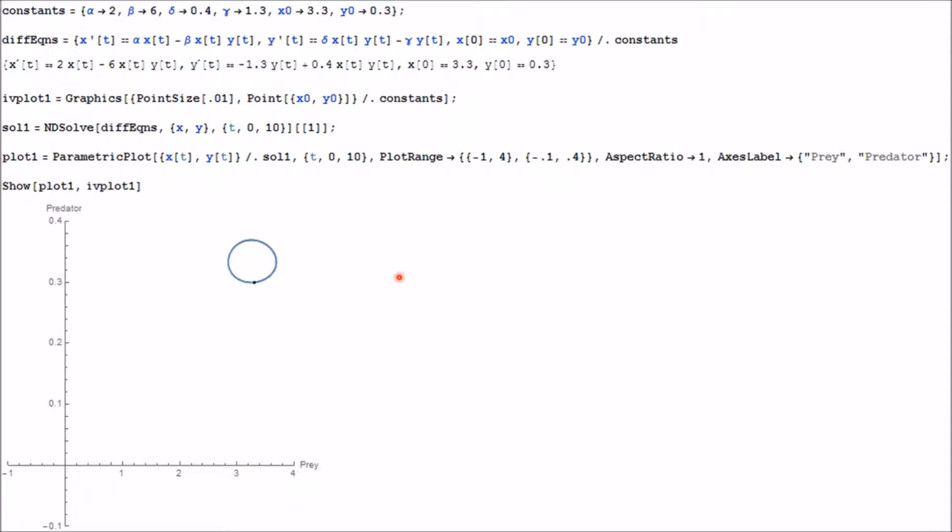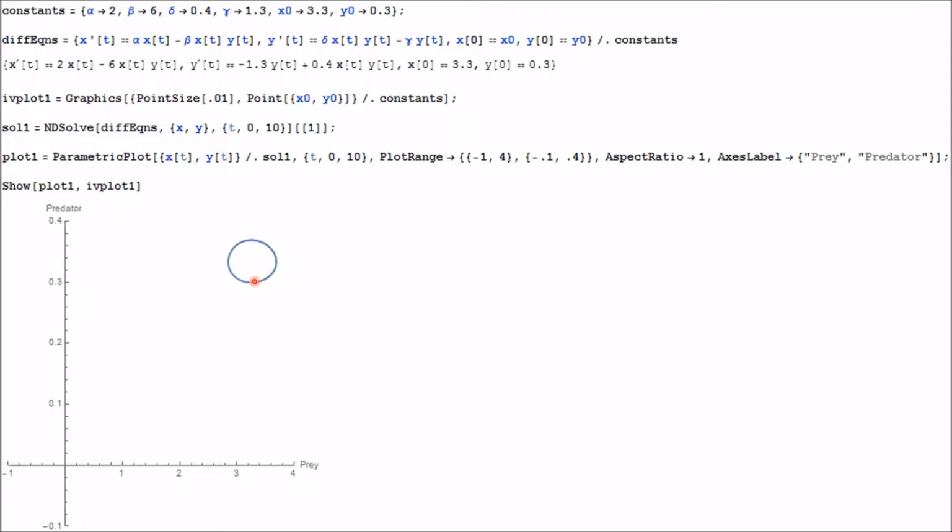And then I defined my differential equations, and I used NDSolve to solve those differential equations for the variables x and y as functions of time. And then I did a parametric plot of my solutions on my given window and labeled the axes prey and predator so that you see what's happening. So the population started here at 3,300, 300.